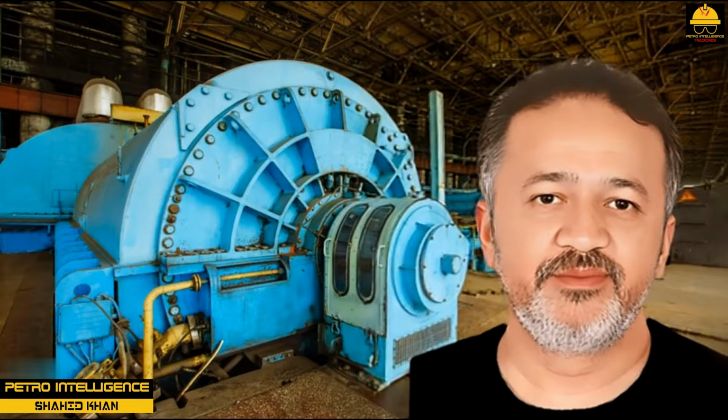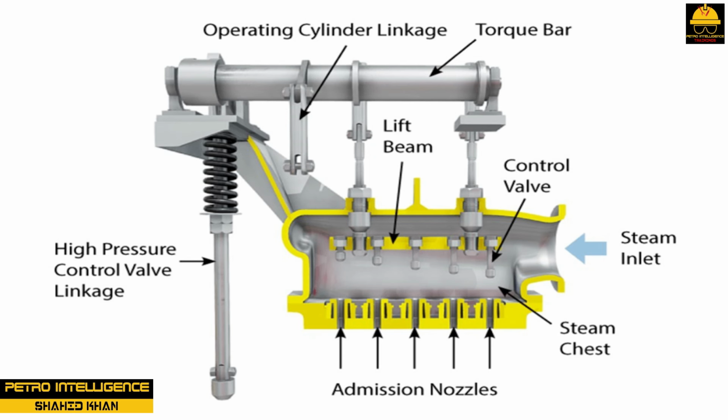Steam chest. The steam chest houses the governor valve, overspeed trip, and steam strainer, a mechanical device that removes impurities from steam. It is composed of carbon steel or iron and is bolted to the lower casing.